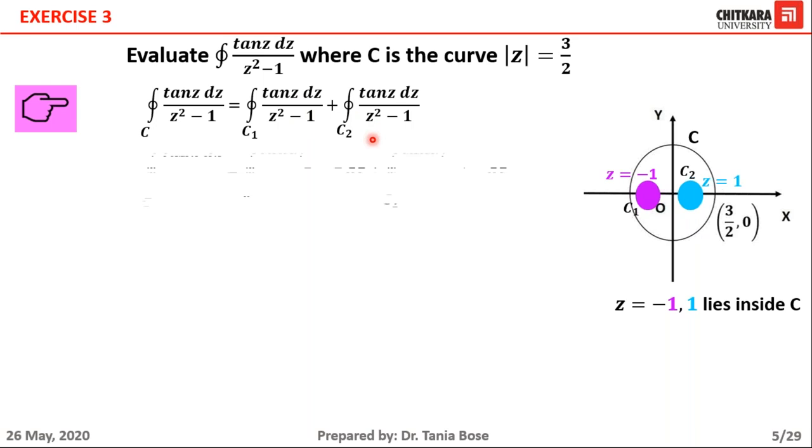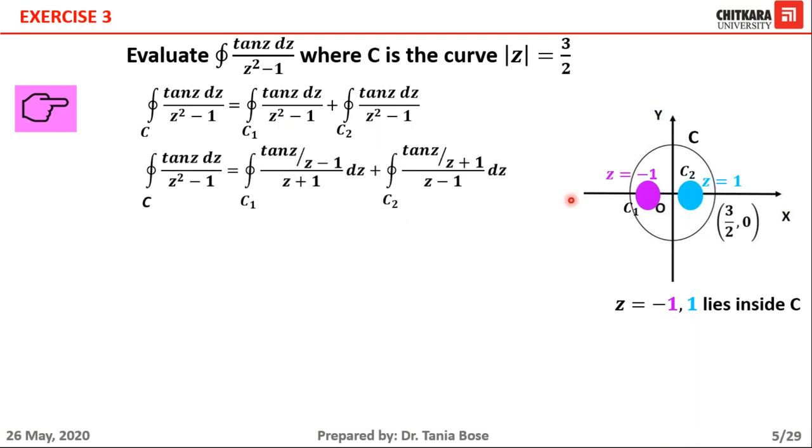So how is that rearrangement done? Now, if you check out the first integral, it has to be calculated over C1. C1 corresponds to the circle which is centered at z equal to minus 1. So if it is centered at z equal to minus 1, that means what is the singularity point? It is z plus 1.